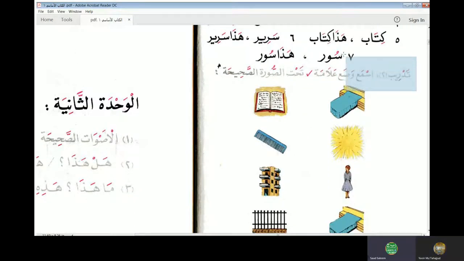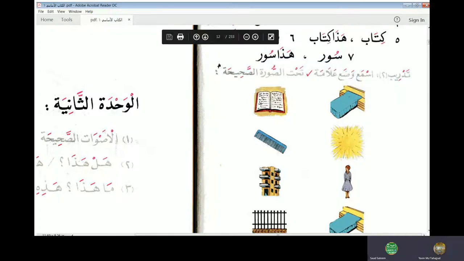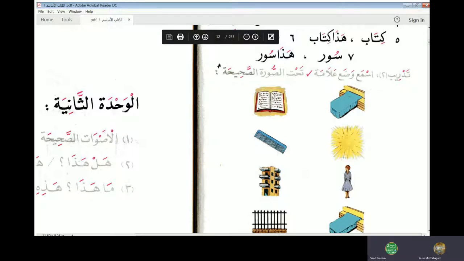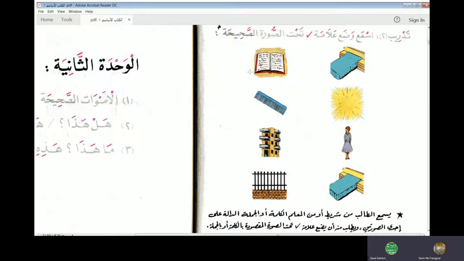Second exercise: listen and put a tick symbol under the correct picture. So in each line we have a pair of pictures. I will pronounce the name of the picture and you will tell me which picture it is. Kitab, a book. The first picture is correct. Then mushd, the combs. Second picture. Bint, first picture, the girl. Sur. Yes, sur, the fence. Second picture.